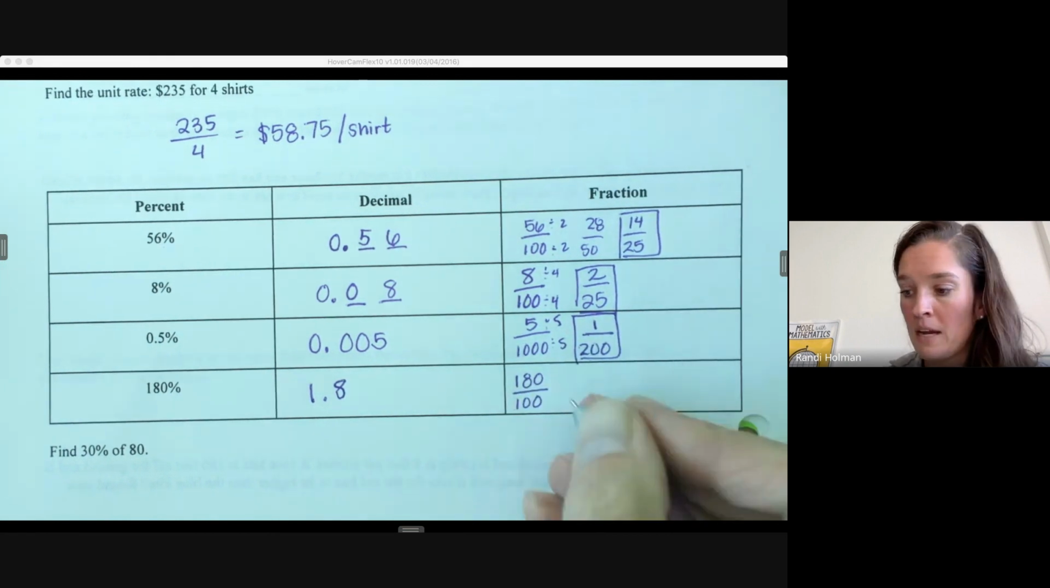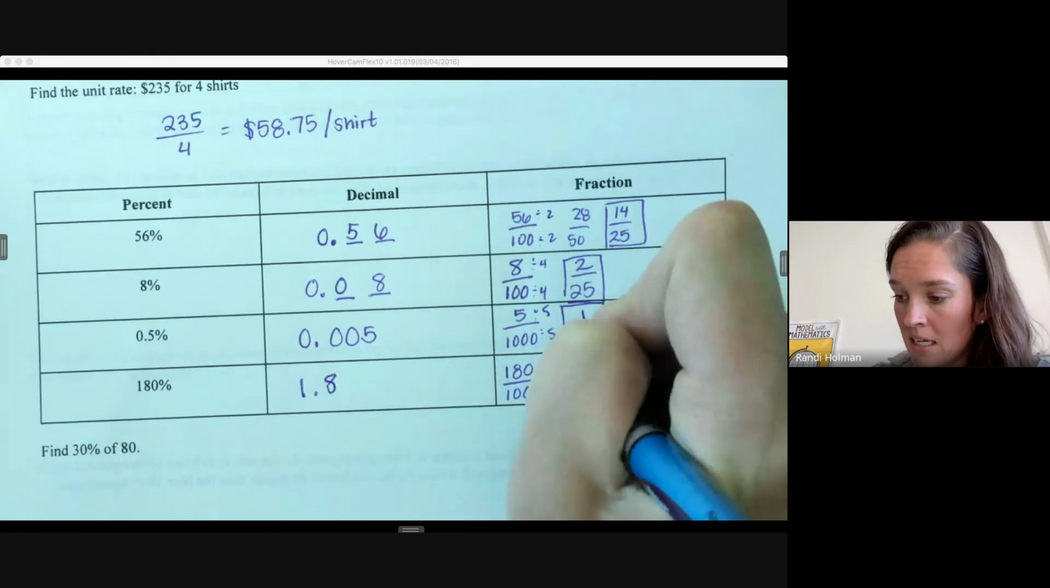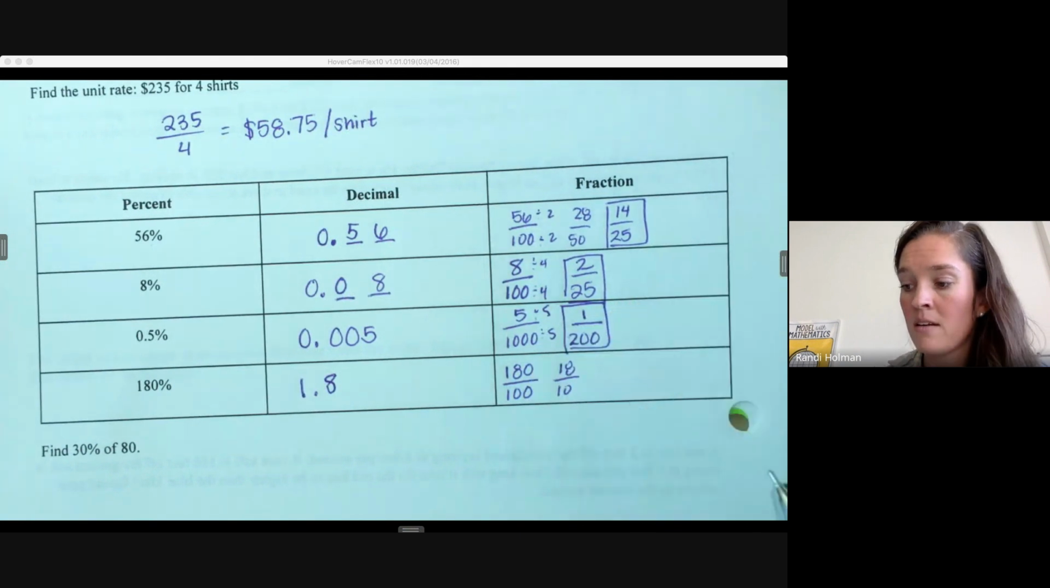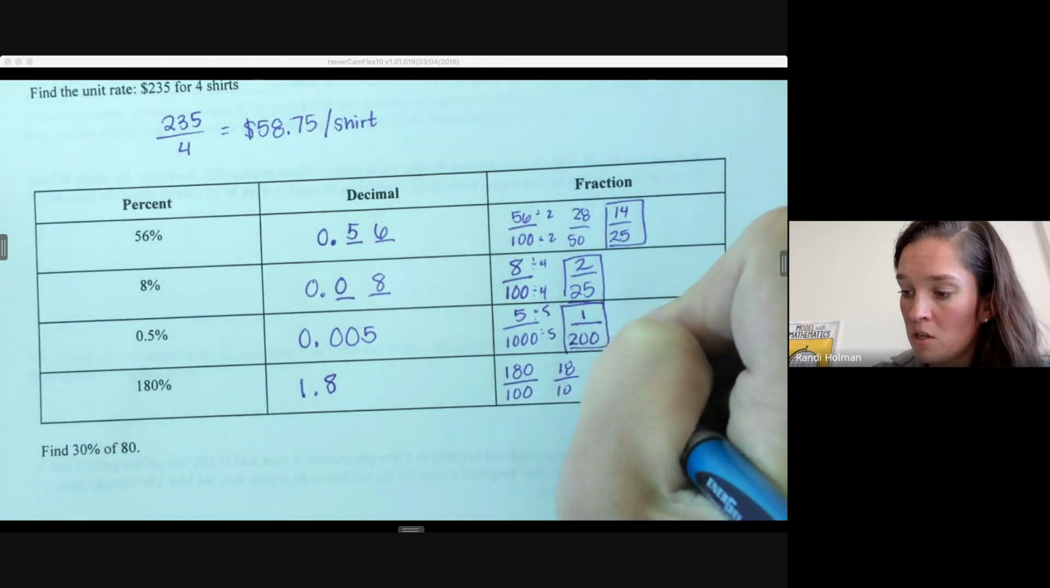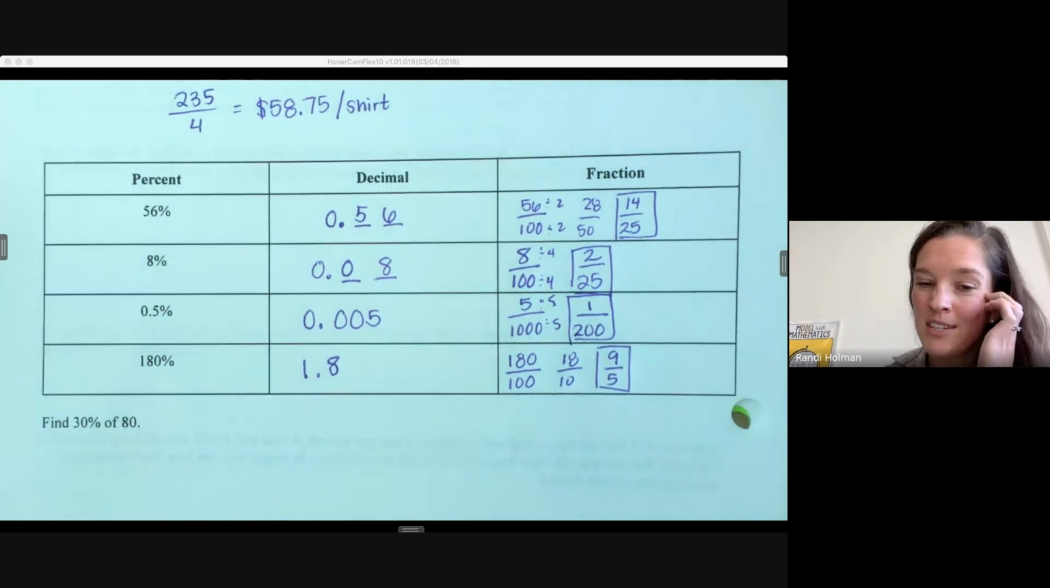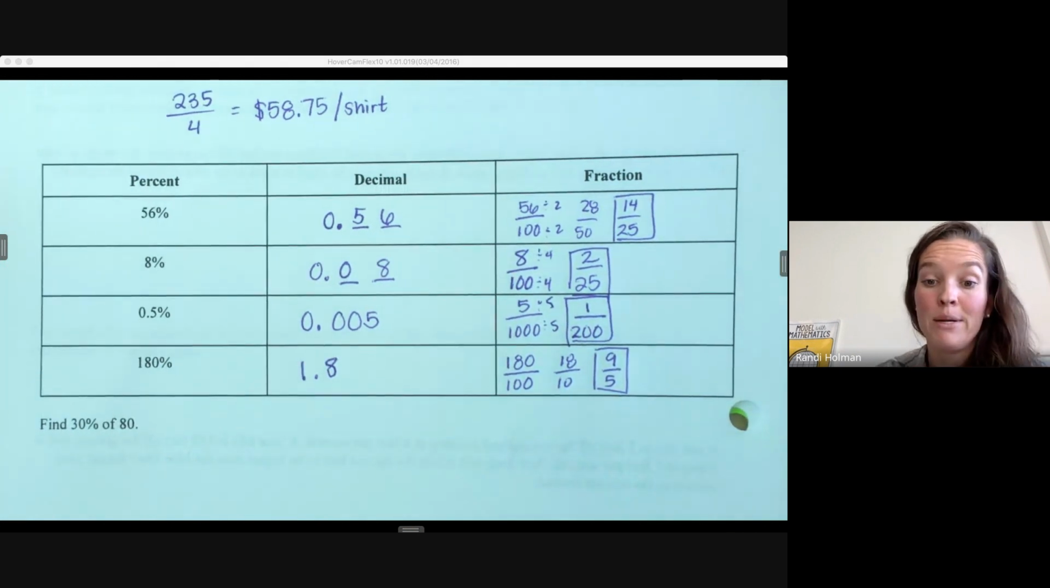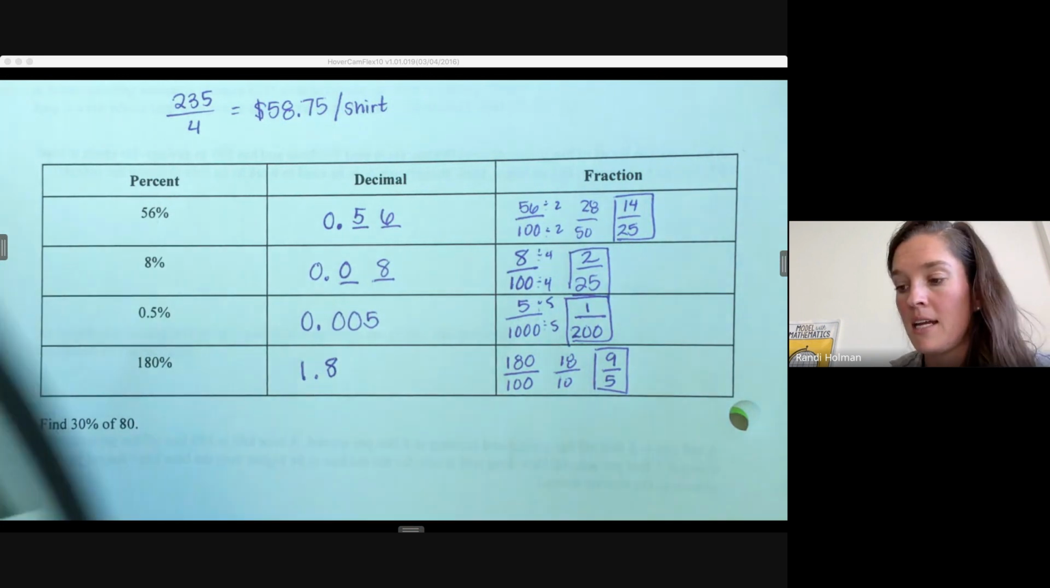Oh, 180 and 100 are both divisible by 10. 18 out of 10, both even, divisible by 2. 9 out of 5. If you try to do this one on your calculator, it's a little bit more challenging because it's an improper fraction.